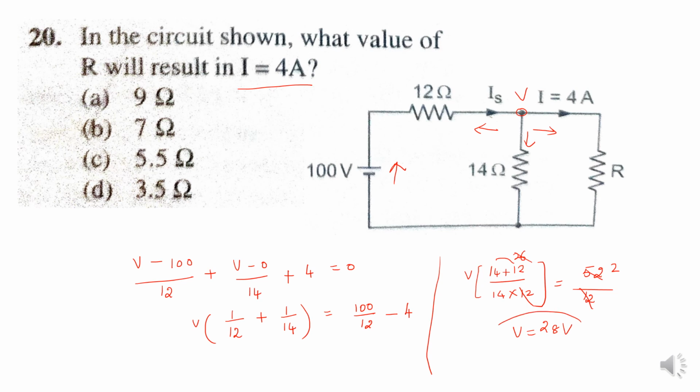After getting V, using Ohm's law, we can easily find out the resistance value. So what is the resistance? V by I. What is the value of V? V is equal to 28. What is I? 4. So what is the resistance R? R is equal to 7 ohm. So 7 ohm is the correct answer. That's all. Thank you.